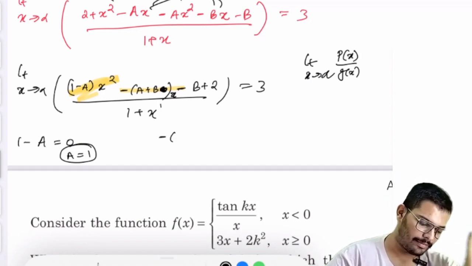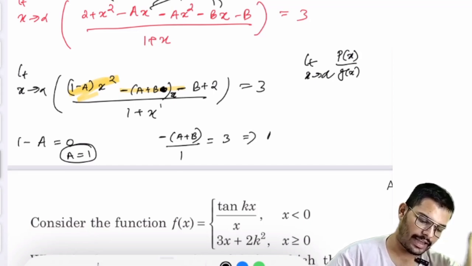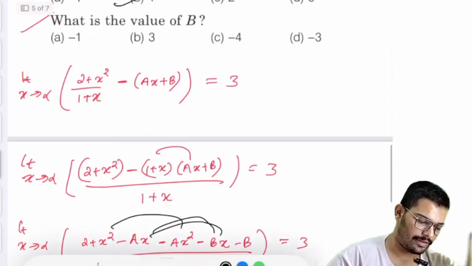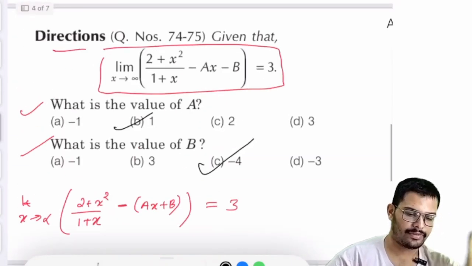Therefore, here it is minus of a plus b on the numerator divided by 1 equal to 3. Therefore, you can write it as a plus b equal to minus 3. A value is 1, so 1 plus b equal to minus 3. Therefore b equal to minus 4. Option C.